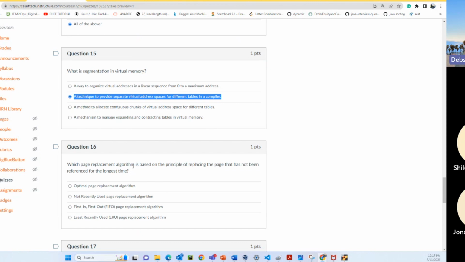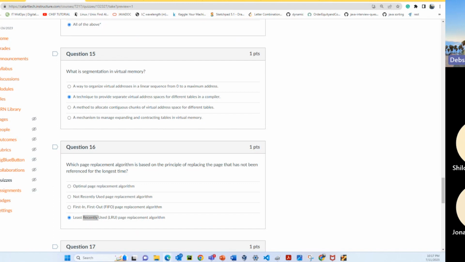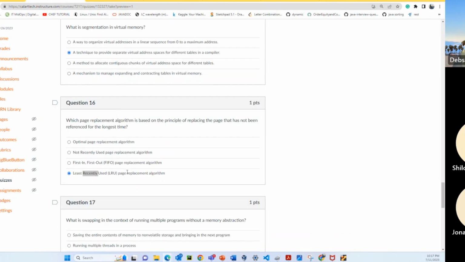Which page replacement algorithm is based on the principle of replacing the page that has not been referenced for the longest time? It should be LRU, we already did that, I believe. Let me verify if I am right. So yeah, that is the LRU. That's what it says, the page that has not been referenced for the longest time.